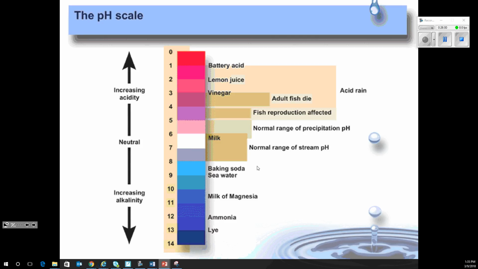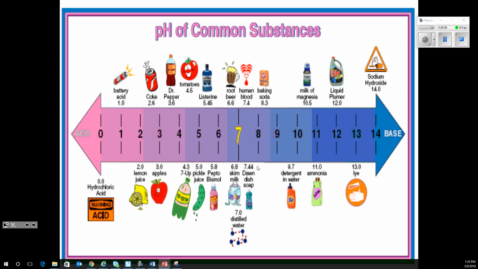Then we get to baking soda, seawater, milk of magnesia, Tums, ammonia, and lye. Here's another pH scale we can look at for common substances. Coke is 2.6 on the acid scale, where battery acid is 1.0. So that's why Coke is really good at removing grease off of cement. Mountain Dew is even lower than Coke and actually works even better.